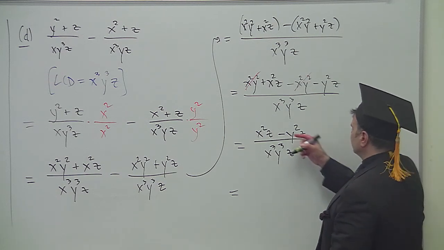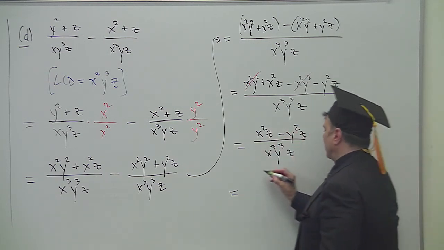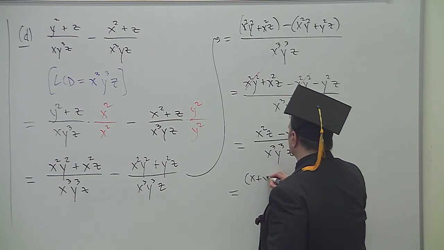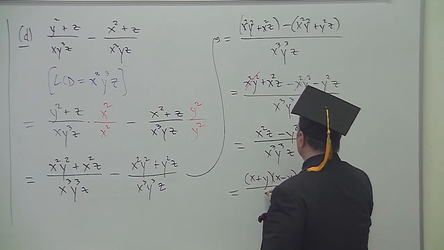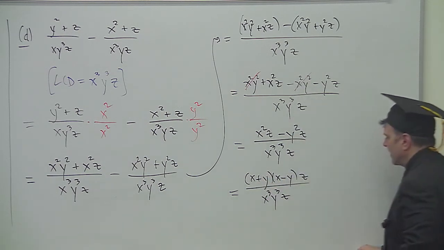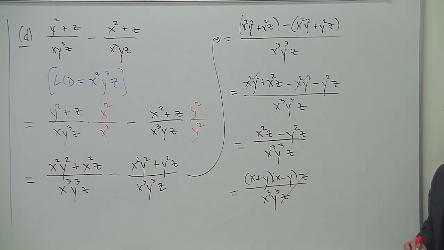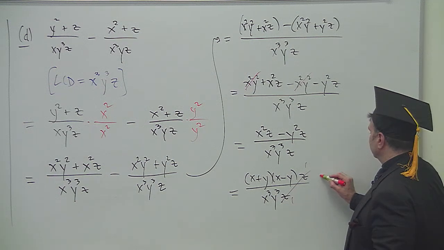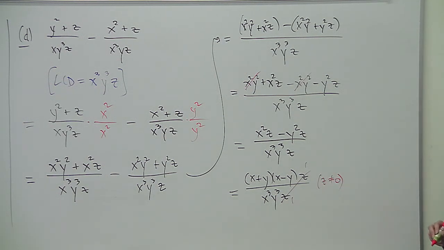Using our Chapter 5 skills, you see that we can take a z out of the numerator, whereupon we have a difference of squares. I'll go directly to x plus y, x minus y times z over x cubed y cubed z. And boom, we see that the z's cancel, leaving factors of 1. Now, when we do that, we're operating on the assumption that z is not 0.